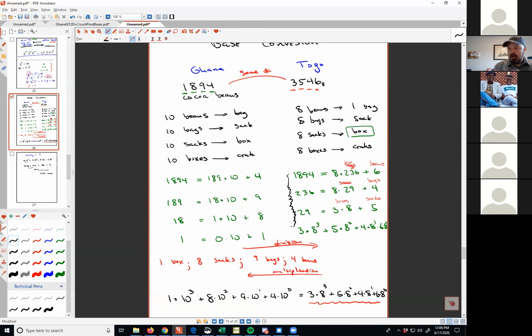The process is repackaging a number in terms of powers of a different base, not base 10, base 8, or base 3, or base 5. Are there any questions about this?